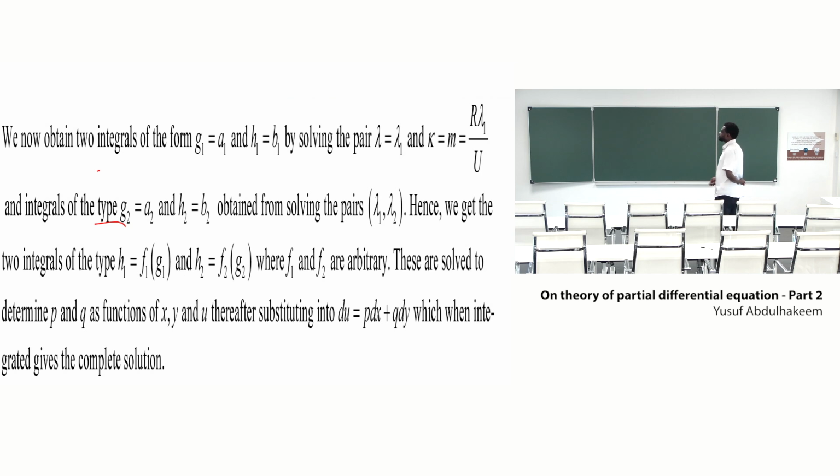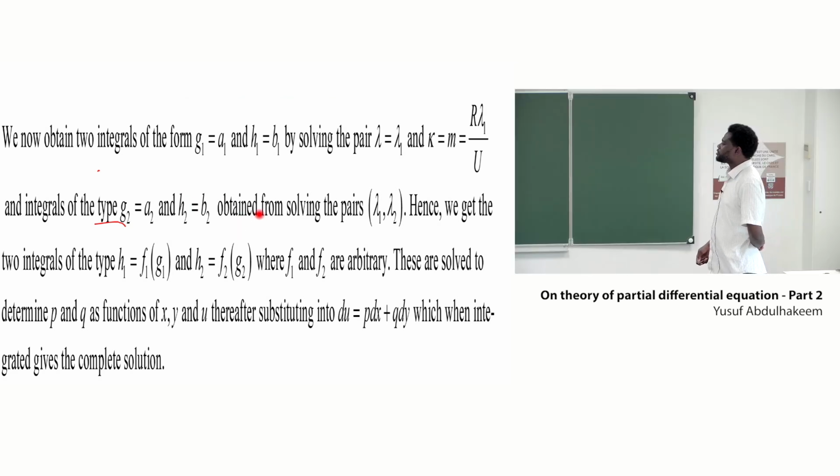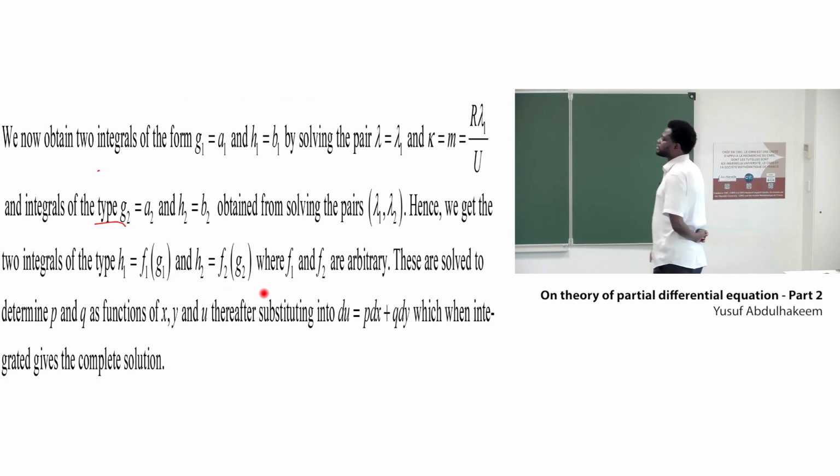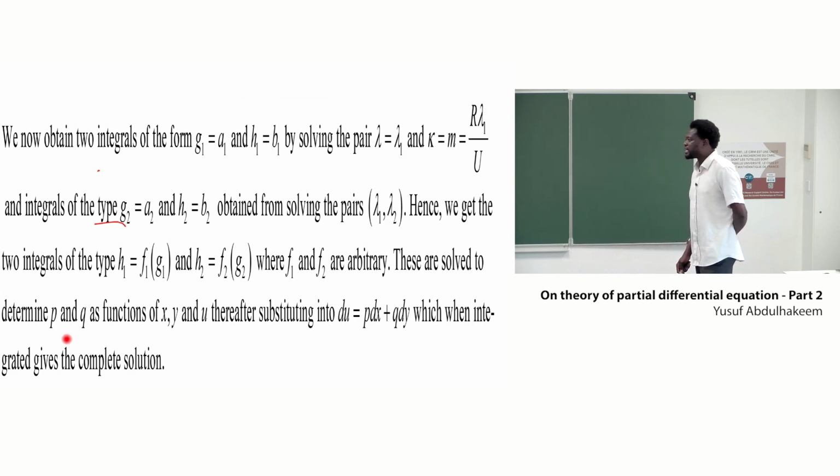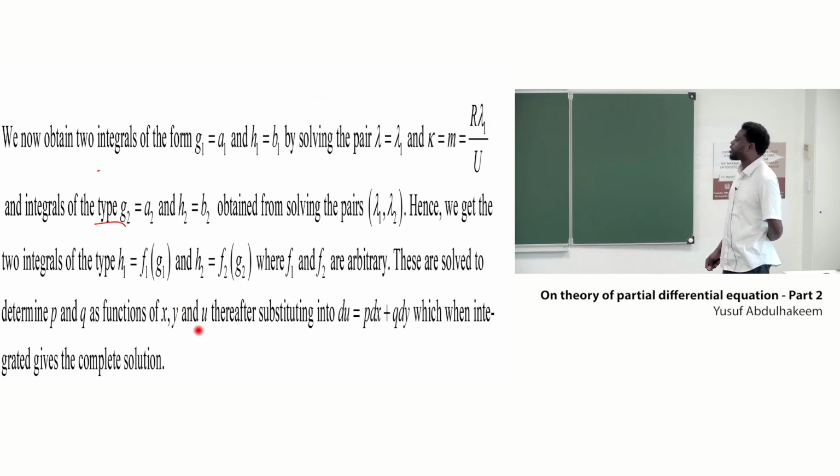So then we now obtain two integrals of the form g1 equals a1, h1 equals b1 by solving the pair lambda equals lambda 1 and k equals m equals r lambda 1 divided by u, and the integral of the type g2 equals a2, h2 equals b2 will be obtained from the pair lambda 1, lambda 2. Hence, we get the two integrals of the type h1 equals f1 g1, h2 equals f2 g2, where f1, f2 are arbitrary. So these are solved to determine p and q as functions of x, y, and u.